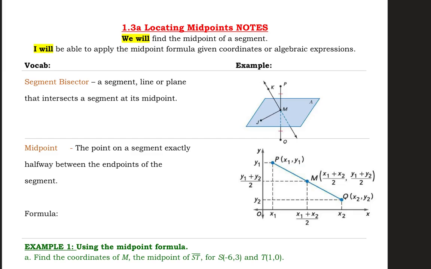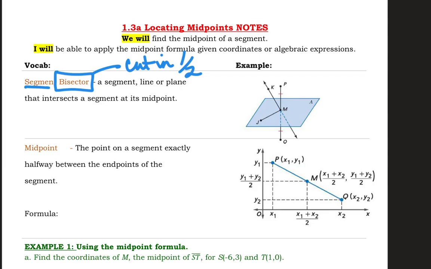So when we talk about, the first vocabulary word we have is segment bisector. Anytime you see the word bisecting, doesn't matter what word's in front, bisector means to cut in half. If you cut something in half, directly down the middle, what do you know about the 2 new things you've made? They should be equal.